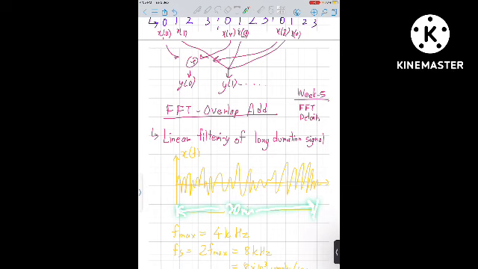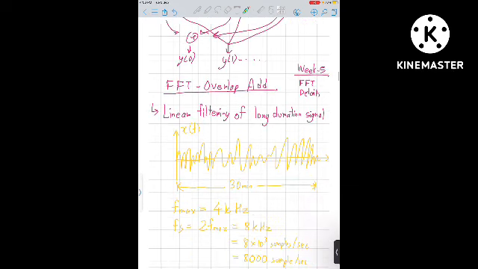Now let us suppose that our maximum speech content is restricted to 4 kilohertz.